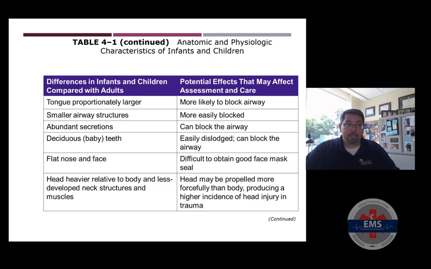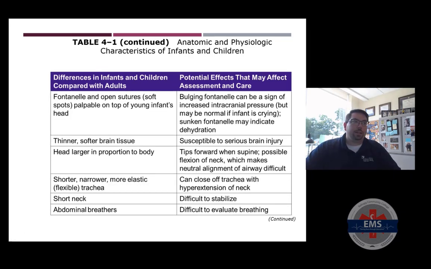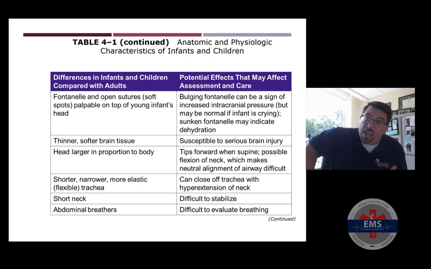Head is heavier than the body. Less muscle structure makes it more difficult for us to get things taken care of in that nature. Again, we can see that we have fontanels and other structures, soft spots that are going to be more palpable on the child's head. Again, we know that bulging fontanels is going to be a sign of increased intracranial pressure. Maybe normal if the infant's crying, though.